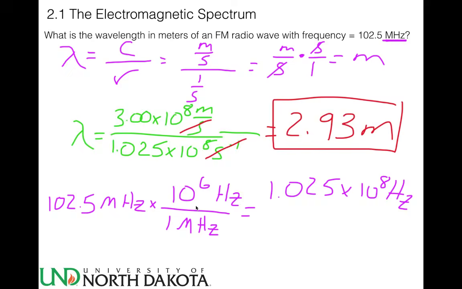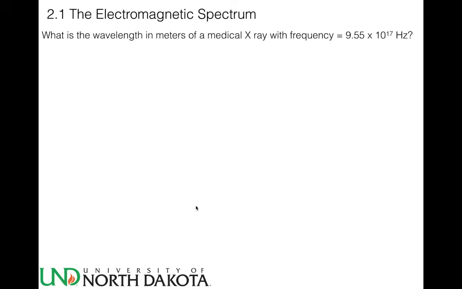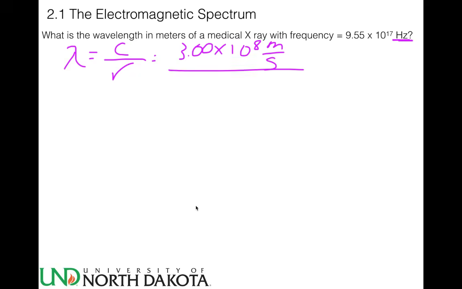All right, one more problem. What is the wavelength in meters of a medical X-ray with a frequency of 9.55 times 10 to the 17th hertz? Okay, same idea. We're going to say that the wavelength is equal to the speed of light over the frequency. Our frequency is given in terms of hertz or inverse seconds, and so we can just plug it in. Our speed of light is 3.00 times 10 to the 8th meters per second. Our frequency is 9.55 times 10 to the 17th hertz.